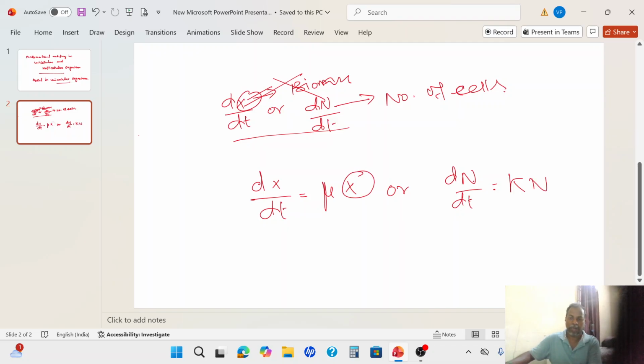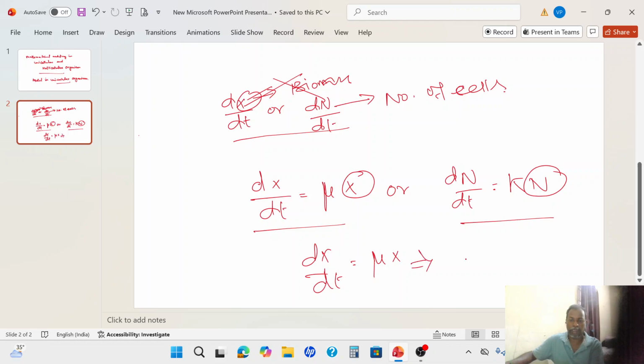So this x and n, the number of cells or mass of cell, is going to grow with respect to the initial number of biomass or initial number of cells present in the system, which is going to obey first order kinetics. For this first order kinetics, dx by dt is equal to mu x.